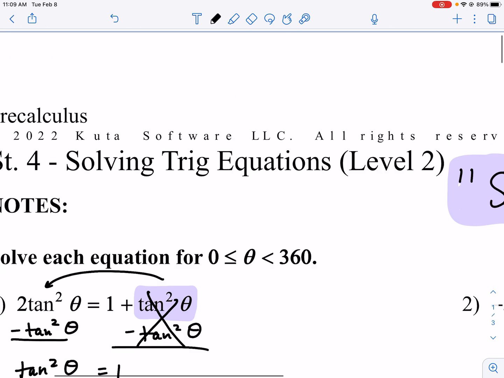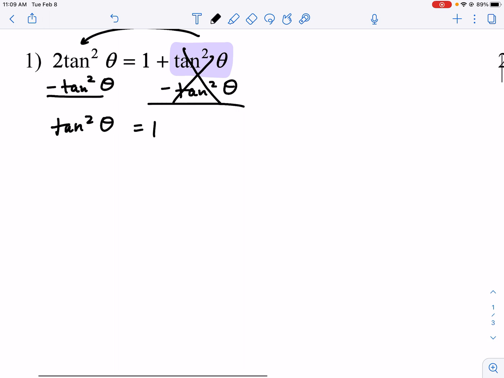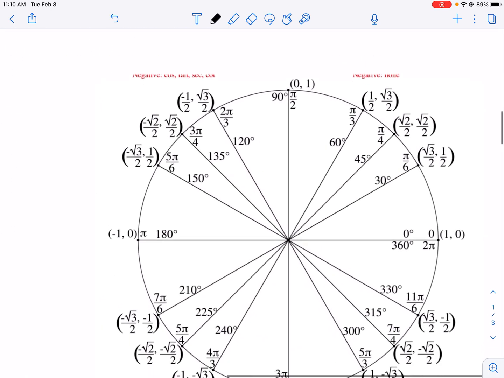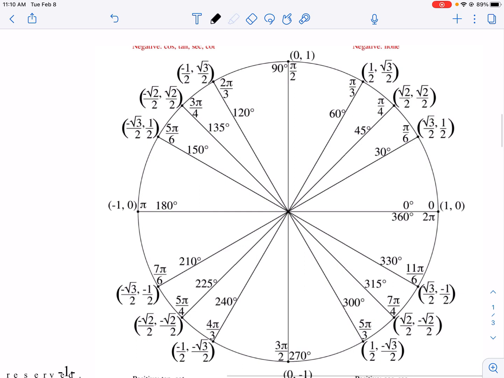Once you get the trig function squared isolated, then you would take the square root. And when you do that, you are getting tangent theta equals, and remember when you take the square root, it could be its positive or negative version. So we're looking at where is tangent positive or negative 1. In my unit circle, remember that tangent is equal to 1 or negative 1 when the coordinates are almost the exact same thing, but they could be of different signs.